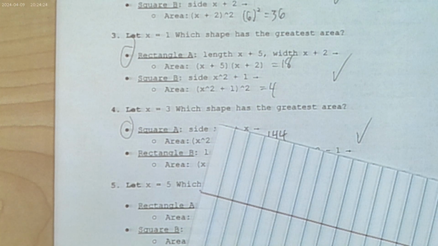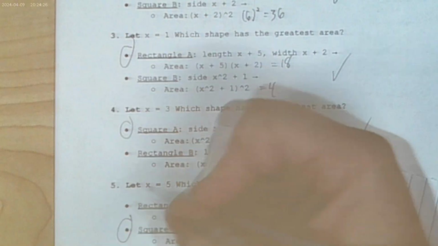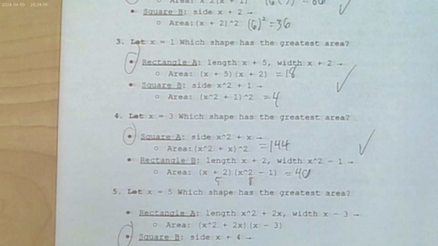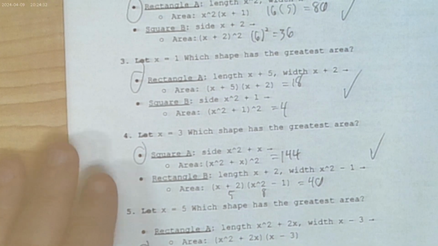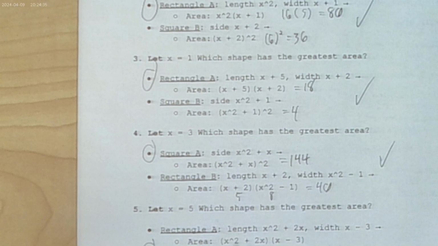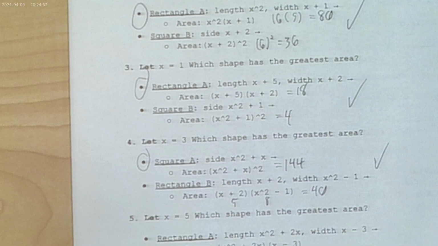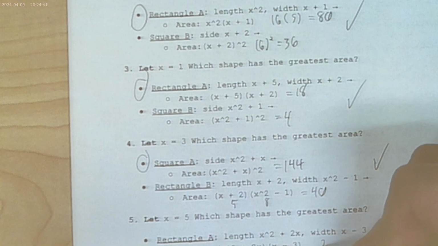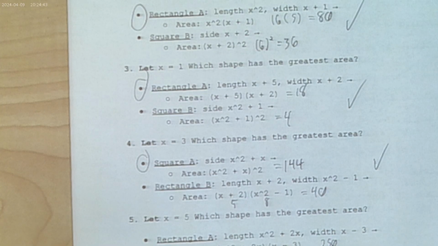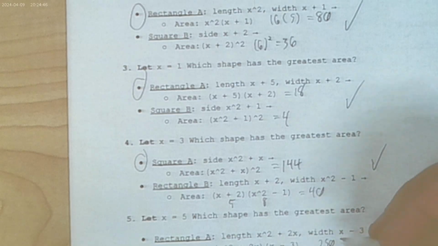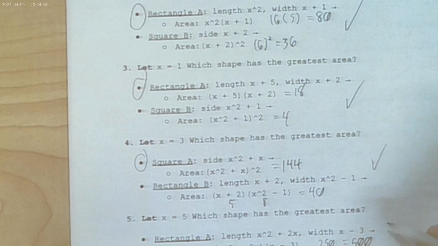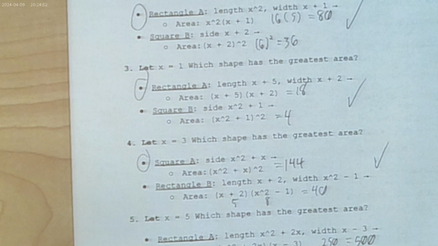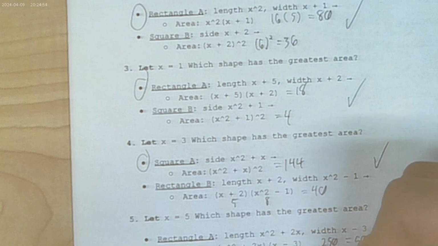If x equals 5, which one do I want to go for? I think I want to go with square B. I feel good about square B moving forward here. So x equals 5. That's 25 plus 10, times 2, so that's going to equal 500. I think I may have lost this one. Oh yeah, 5 plus 4 squared equals 81.